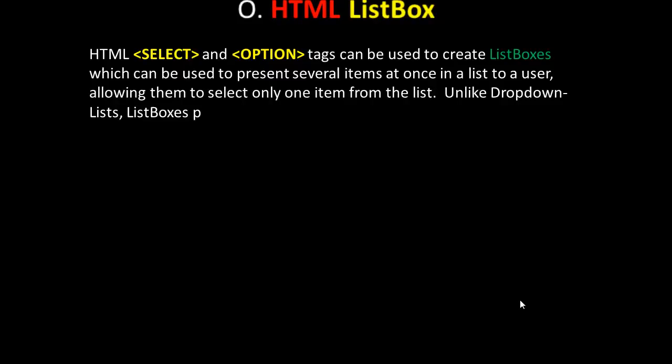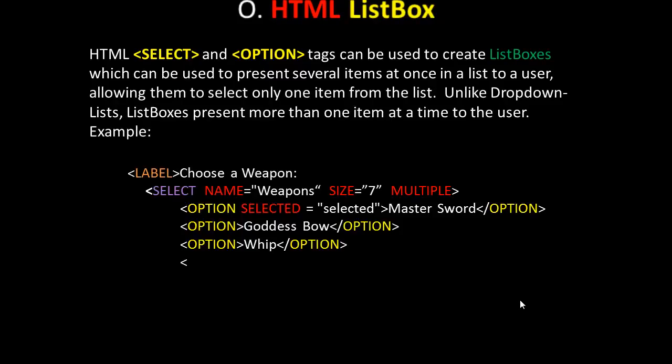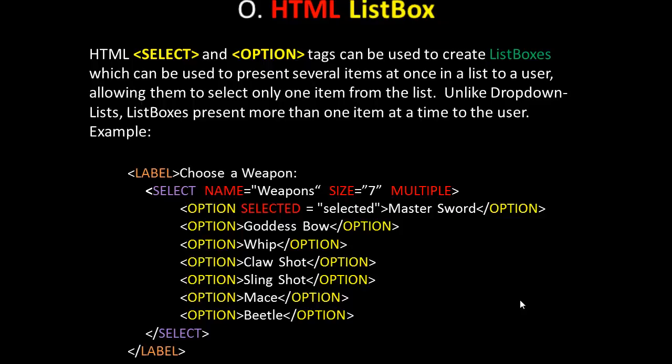As an alternative to drop-down lists, you can create an HTML list box. HTML select and option tags can be used to create list boxes, which can be used to present several items at once in a list to a user, allowing them to select only one item from the list. Unlike drop-down lists, list boxes present more than one item at a time. Just remember that as the key difference.